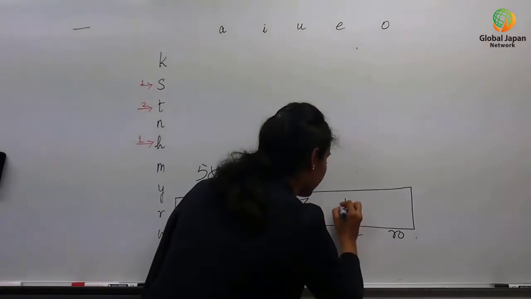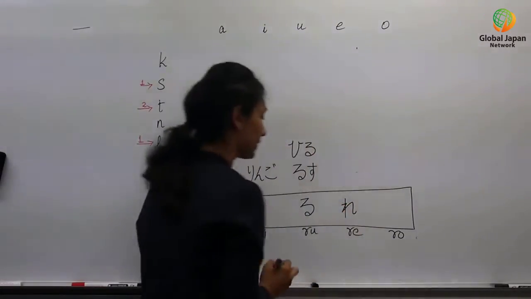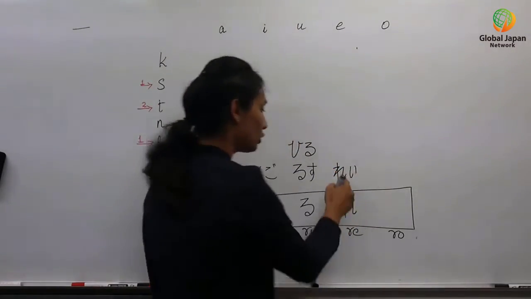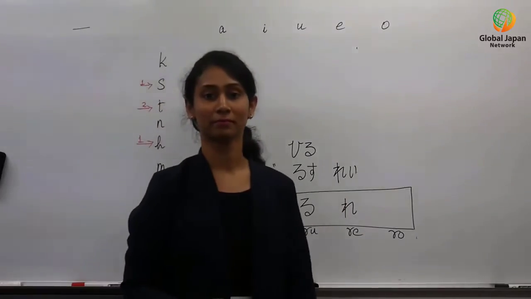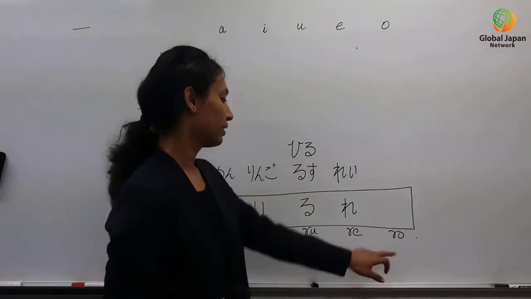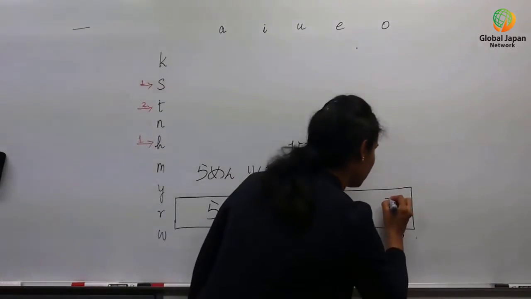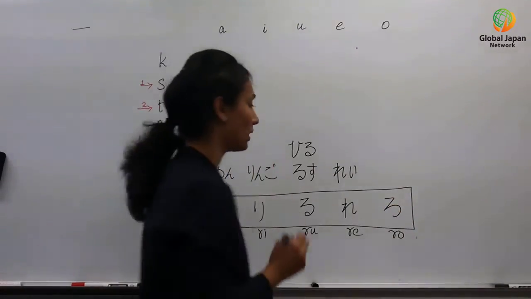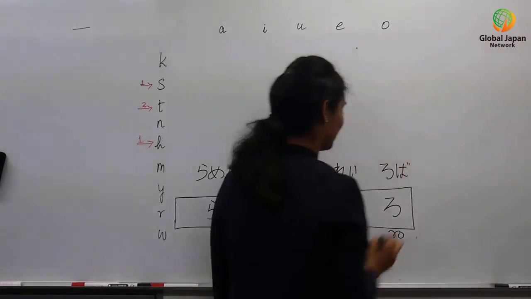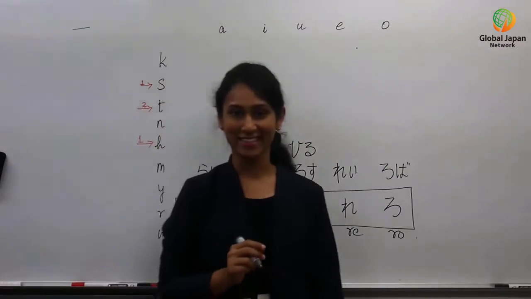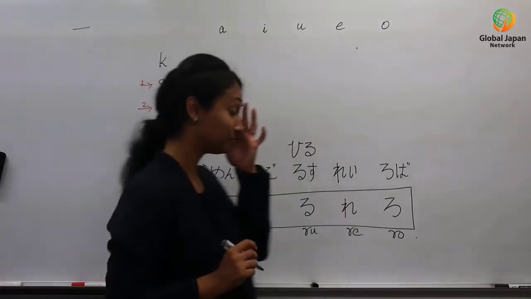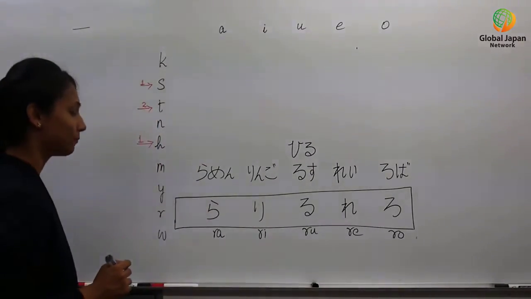Re. Example. You know what this means? Example. Whenever you tell, for example, we tell re, ro, roba. Roba means donkey. Donkey. So, ra, re, ru, re, ro, done.